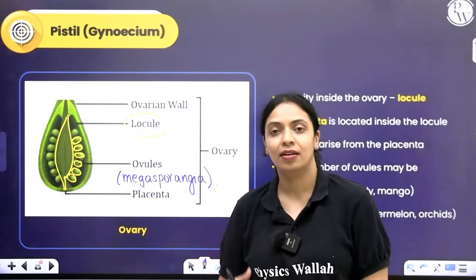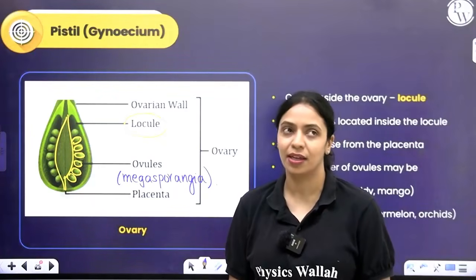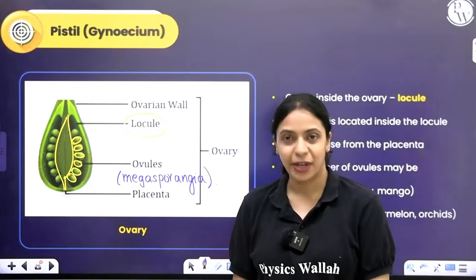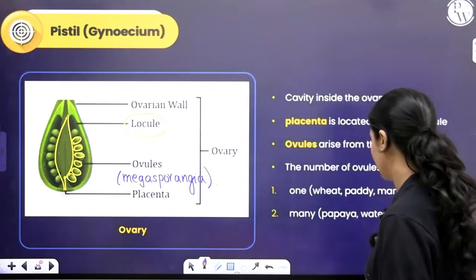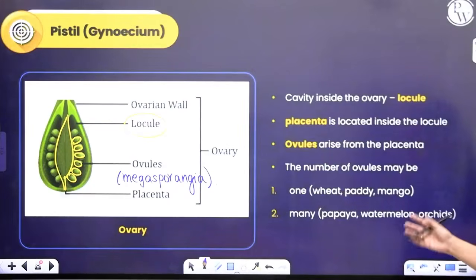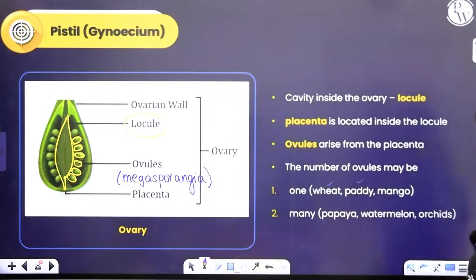Depending upon the species, within the ovary, one ovule may be present or many ovules may be present. In fruits like mango, there's only one ovule per ovary. In fruits like tomatoes, many ovules are present. Watermelon, many ovules are present, right? And also in monocots like wheat and paddy, there's only one ovule per ovary.